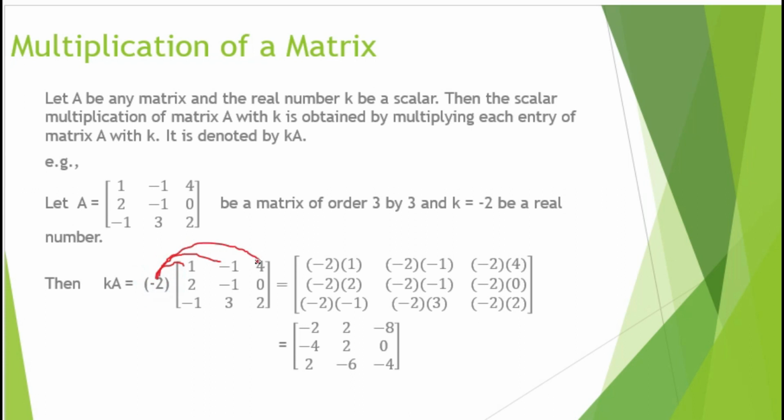Minus 2 multiply 1, minus 2 multiply minus 1, minus 2 multiply 4, minus 2 multiply 2, minus 2 multiply minus 1, minus 2 multiply 0, minus 2 multiply minus 1, minus 2 multiply 3, minus 2 multiply 2, all the entries. Then the matrix will be minus 2, 2, minus 8, minus 4, 2, 0, 2, minus 6, minus 4. This will be the scalar multiplication of the matrix.